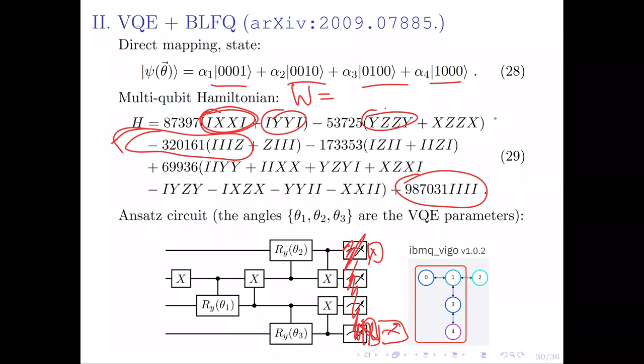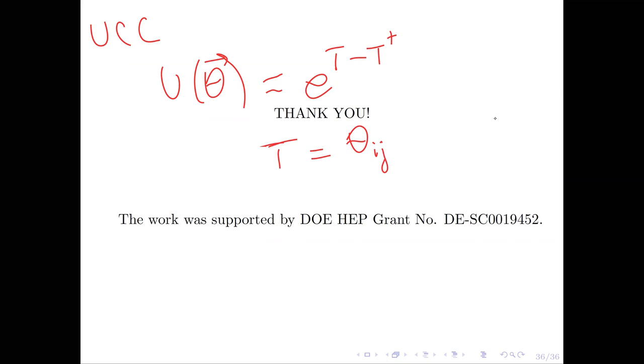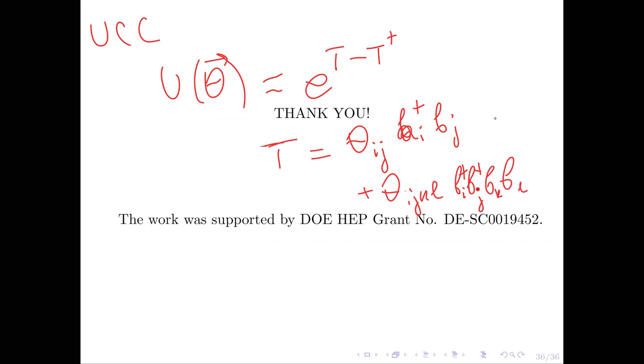As I said, the way you generalize this direct mapping approach to the multiparticle case is called unitary coupled cluster. In the unitary coupled cluster, the ansatz state has the following form. It's a unitary operator U of theta, which looks something like e to the power T minus T dagger, and operator T is similar to the Hamiltonian. It has the same coefficients and the same operator form as your Hamiltonian, something like b dagger i, b dagger j, and so on. This is what people use in quantum chemistry. And again, this is still a heuristic method.